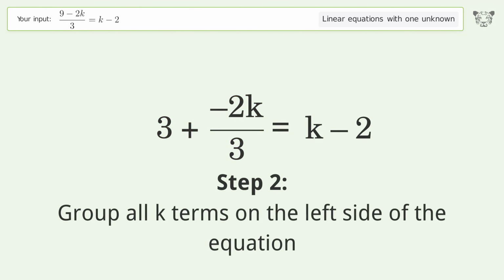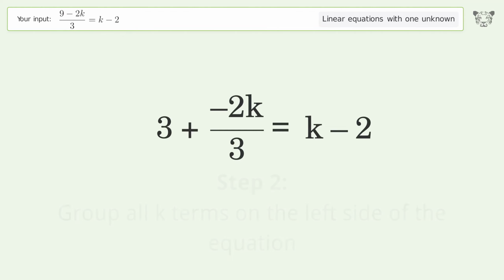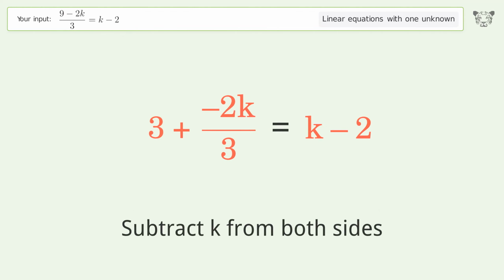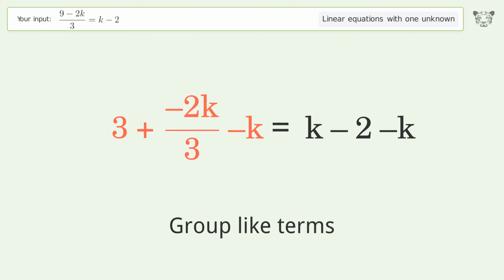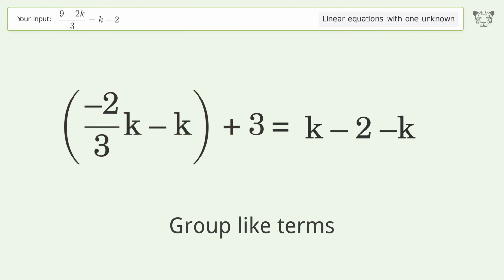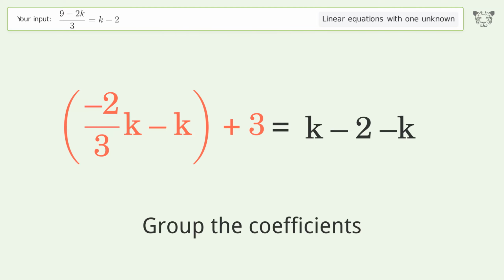Group all k terms on the left side of the equation. Subtract k from both sides. Group like terms. Group the coefficients.